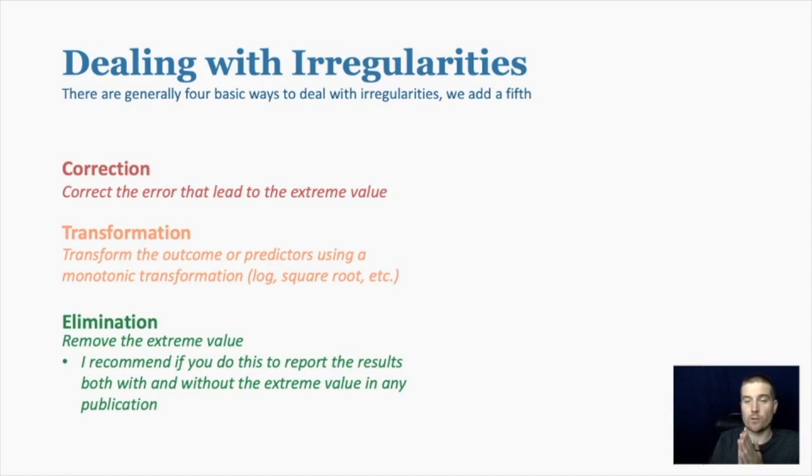Generally, showing the results with the point and without is for when it's a little more ambiguous whether that point is indeed wrong or not. It just seems like maybe it is. So if you remove it, you need to show the results both ways.